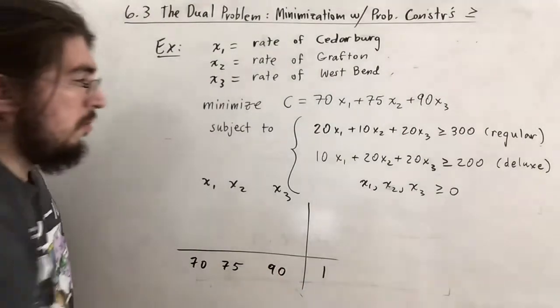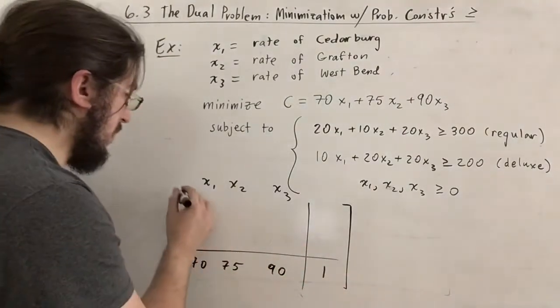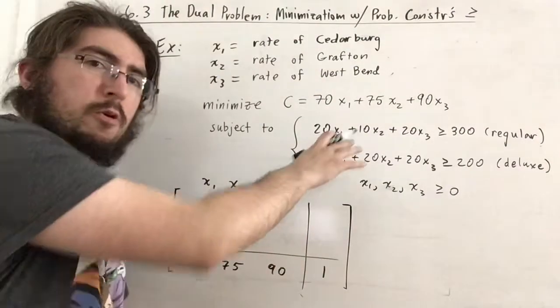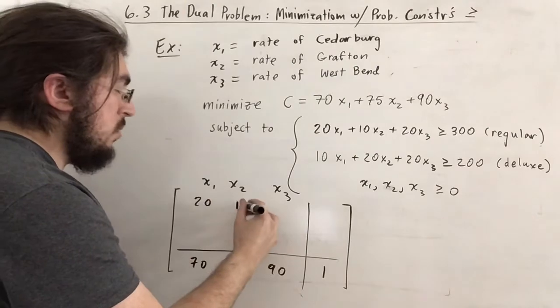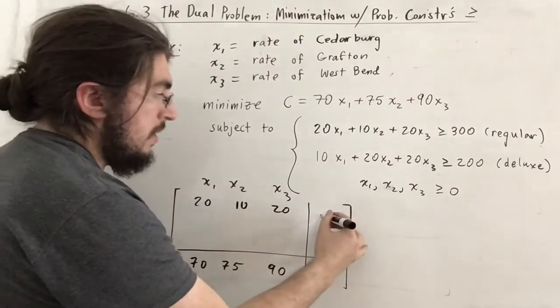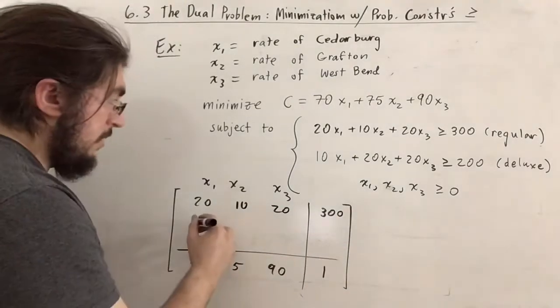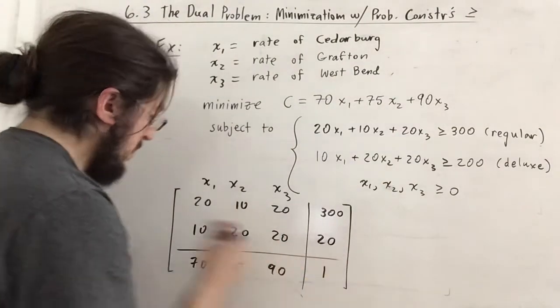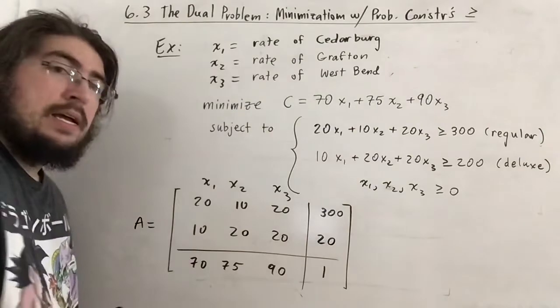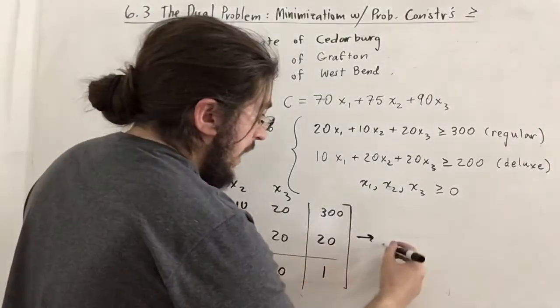And what about for the inequalities or actual constraints? Again, we're ignoring the non-negative ones, so just regular and deluxe, basically. So we have 20, 10, 20. On the other side, we have 300. And here we have 10, 20, 20. And on the other side, we have 200. So this is A. Now let's see if we can find A transpose.